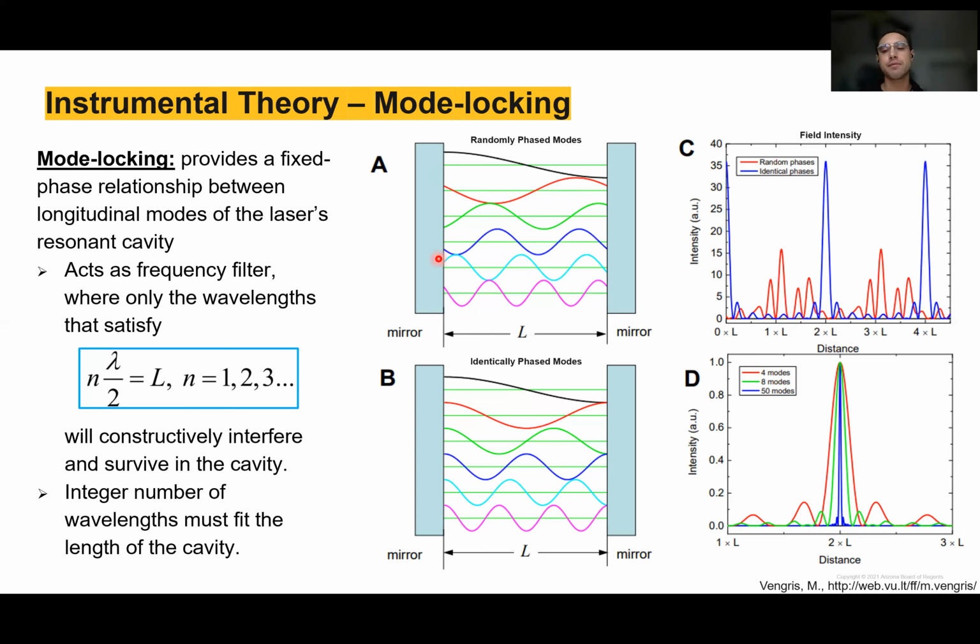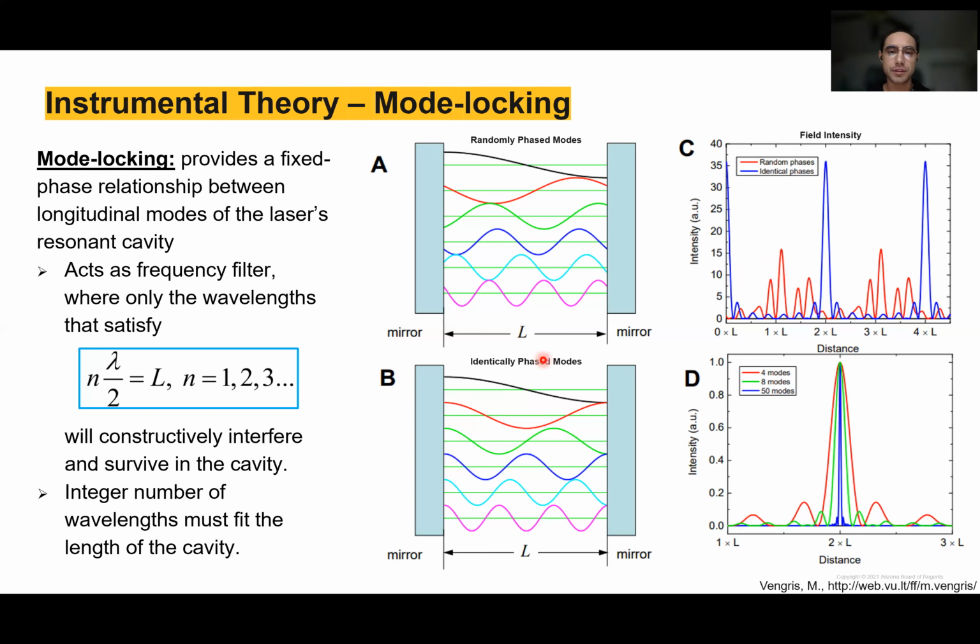And so since we're reflecting back and forth, ideally what we want is for constructive interference to happen at 2 times the length of the resonant cavity, because we're going to have to reflect in order to create the interference. And if you have a bunch of random phases, you're going to end up having field intensities that end up being random. And so for a laser, you want one specific wavelength to be compounded on top of itself to create this laser pulse.